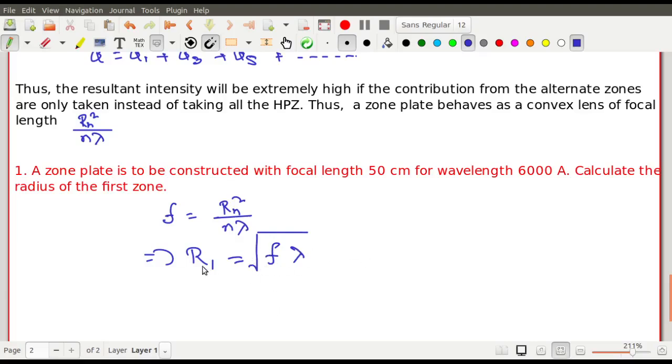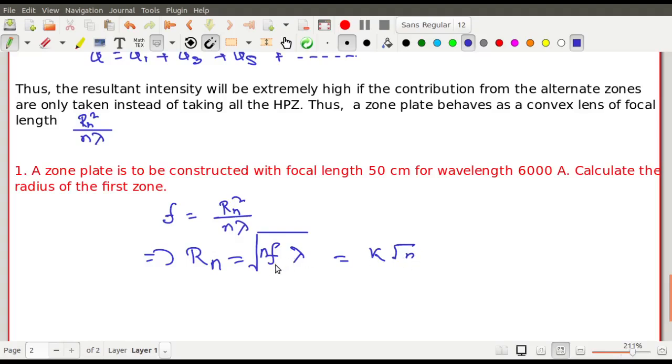And if it is the nth zone, then what is the formula? For the nth zone, what is the formula? Rn equals root of n f lambda. You may write that one also. Can you understand? This is some k into root over n. Is it clear to you that the radius is proportional to the square root of natural numbers?